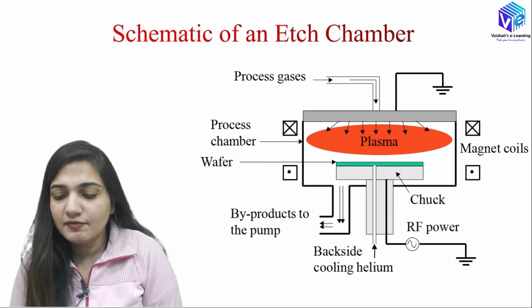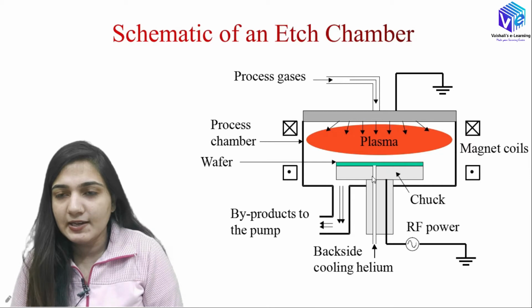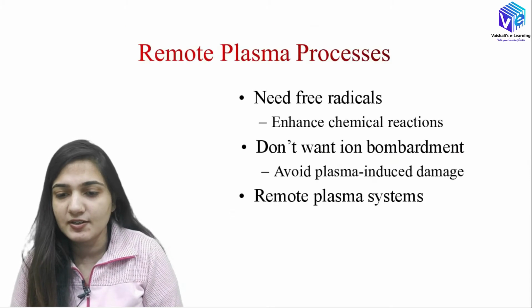Here we have the byproducts also. Byproducts are going to the pump from this direction. Okay, on the downside we are also giving the RF power for the high pressure requirements, and here we are giving the backside helium cooling also, so that the heat that is generated is removed.